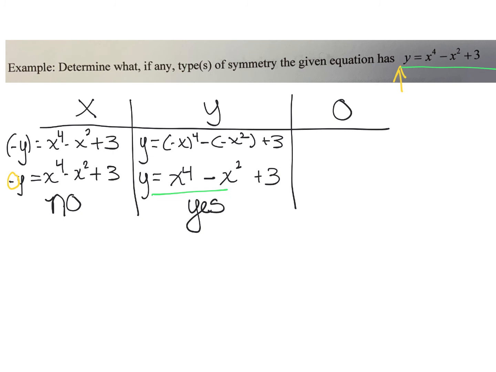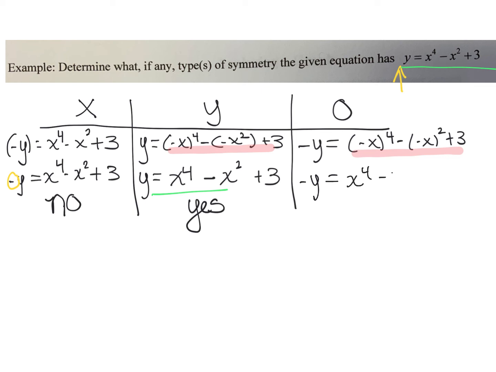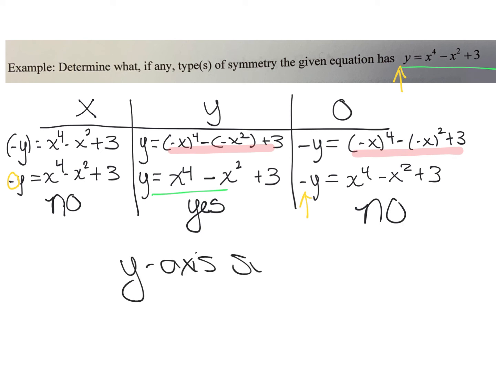Origin symmetry, we do both of them. So negative y equals negative x to the 4th minus negative x squared plus 3. And if you look right here, this piece is the same thing that we have right here. We just did this work so we can copy it down. Negative y equals x to the 4th minus x squared plus 3. Again, I have that wonky negative y in the front, so the answer here is no. So what kind of symmetry does this have? This equation has y-axis symmetry only.